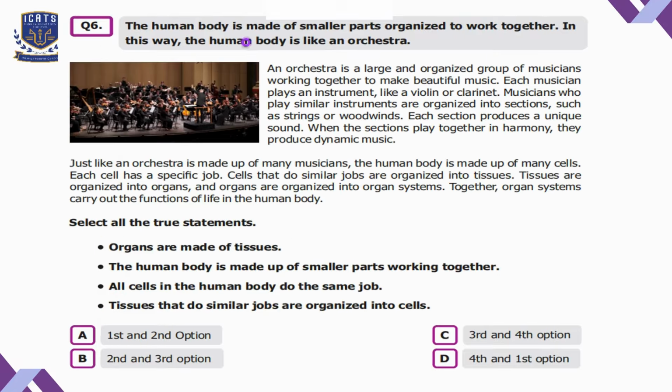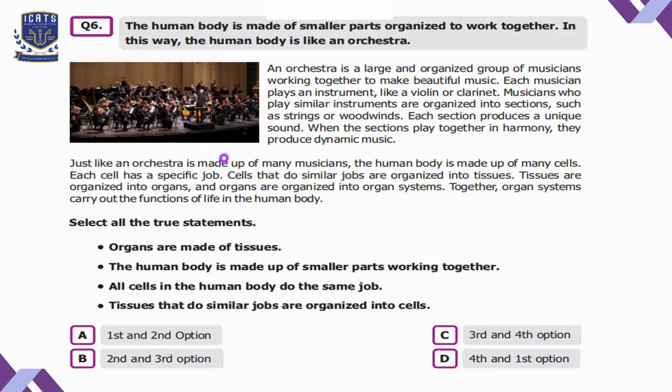Question number 6. The human body is made of smaller parts organized to work together. In this way, the human body is like an orchestra. An orchestra is a large and organized group of musicians working together to make beautiful music. Each musician plays an instrument like a violin or a clarinet. Musicians who play similar instruments are organized into sections, such as strings or woodwinds. Each section produces a unique sound. When the sections play together in harmony, they produce dynamic music.